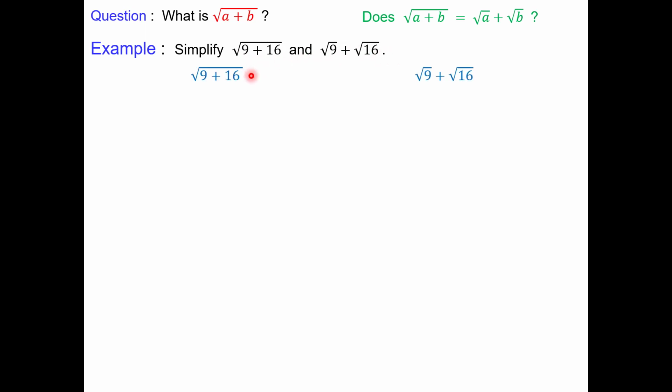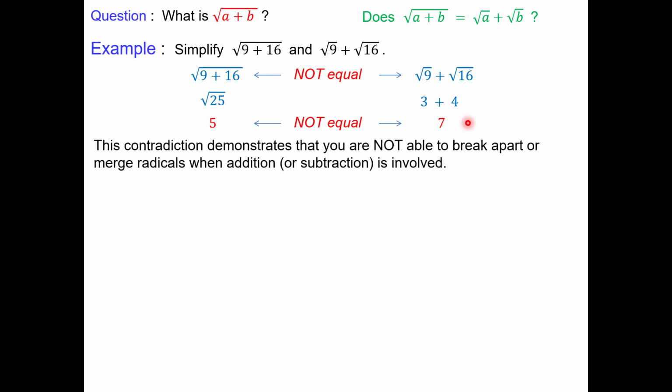So square root of 9 plus 16, in the radicand, you're going to combine because the radicand's holding together the 9 plus the 16. So you would say this is square root 25, which we know is 5. Over here, square root of 9 is 3, square root of 16 is 4. And so when we add those, we get 7, which these are not equal. Therefore, the original were not equal. And so this is something to be very careful with. Don't think that this rule works just because it did for multiplication.